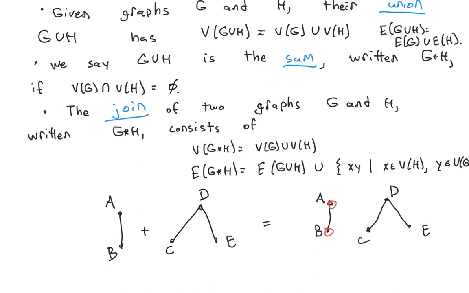On the other hand, the join is taken by taking the sum of two graphs, and then for every vertex in one graph to every vertex in the other graph, I add an edge for all possible ways to do this. And so one way I tend to think about this is you're taking the sum of two graphs, and then you're adding in all the edges for the corresponding complete bipartite graph with the vertices in G as one part set and the vertices in H as another part set.